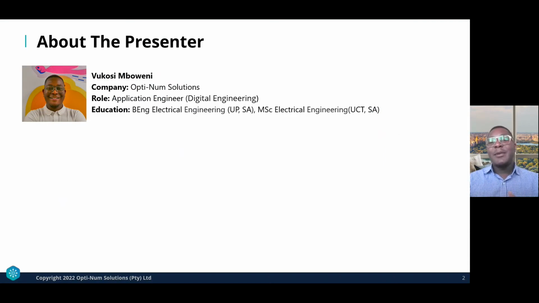About myself, I'm an application engineer at Opti-Num Solutions and I work within the digital engineering team. I attended the University of Pretoria where I obtained my bachelor's degree in electrical engineering, and I'm currently completing my master's degree in electrical engineering at the University of Cape Town. As an application engineer, I support companies with topics that include, but are not limited to, wireless communication, C, C++, and HDL code generation, embedded systems, as well as renewable energy.